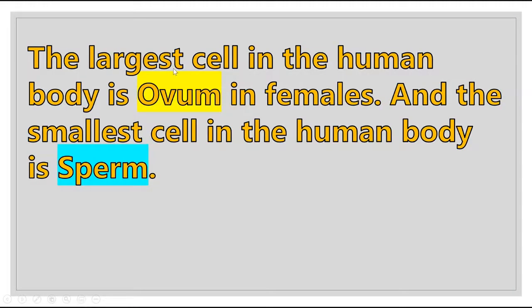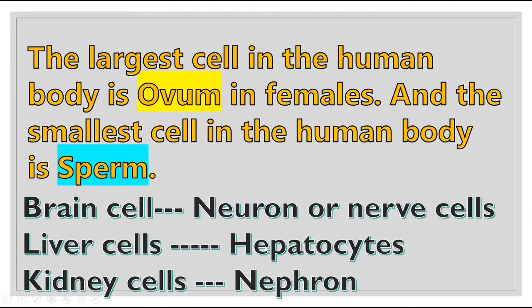Now, an important thing to know is that the largest cell in the human body is the ovum in females, and the smallest cell in the human body is the sperm. These are the gamete cells. This we know already. And brain cells, we name them neurons or nerve cells. Liver cells, we name them hepatocytes, and kidney cells, we name them nephrons.